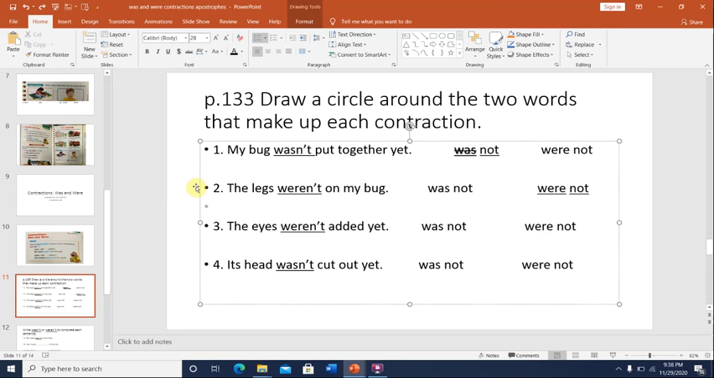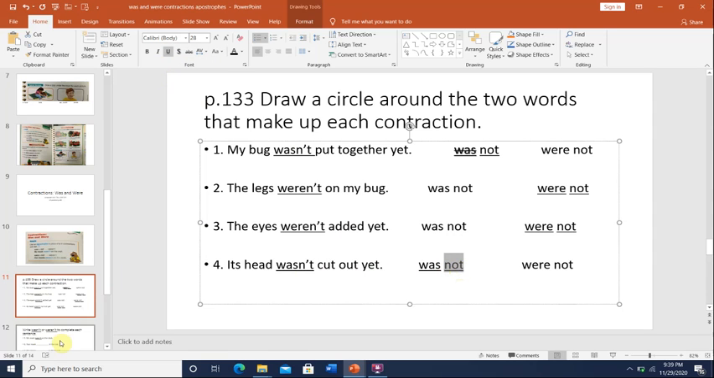All right. Number three, the eyes weren't added yet. So the contraction of weren't again is were not. We will circle were not. All right. Okay, number four, its head wasn't cut out yet. Wasn't is the contraction of was not. As you see, it's the same thing, same spelling, except the contraction has an apostrophe and the two words here are separated and not has the O.